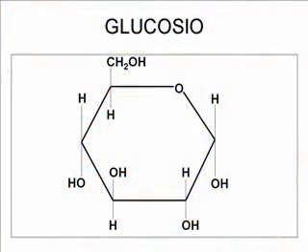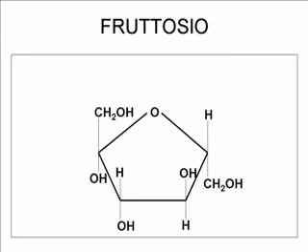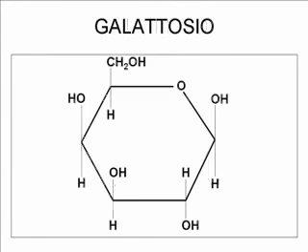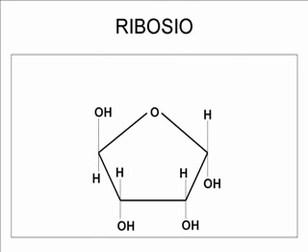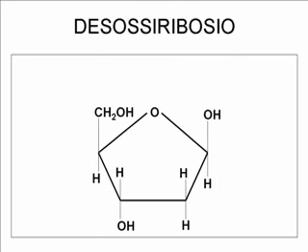Among monosaccharides there are glucose, which has a fundamental role in human metabolism, fructose present in fruit, galactose found in mammals' milk, and ribose and desoxyribose, components of nucleic acids.